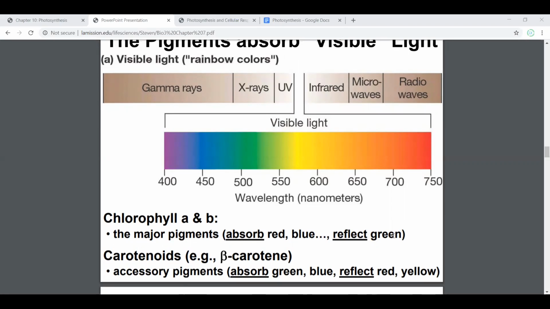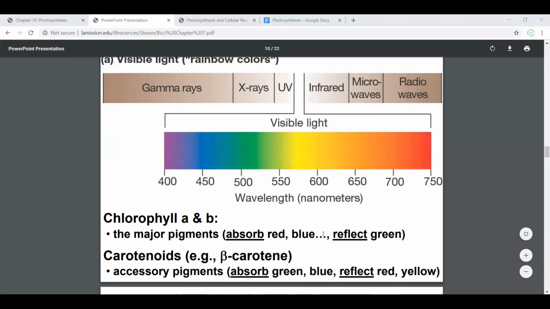So in plants, they also have pigments. Their pigments are chlorophyll A and B, which are the major pigments. They also have accessory pigments. They give the example here of carotenoids. You don't really need to know about carotenoids. Just remember that chlorophyll A and B are the major pigments.